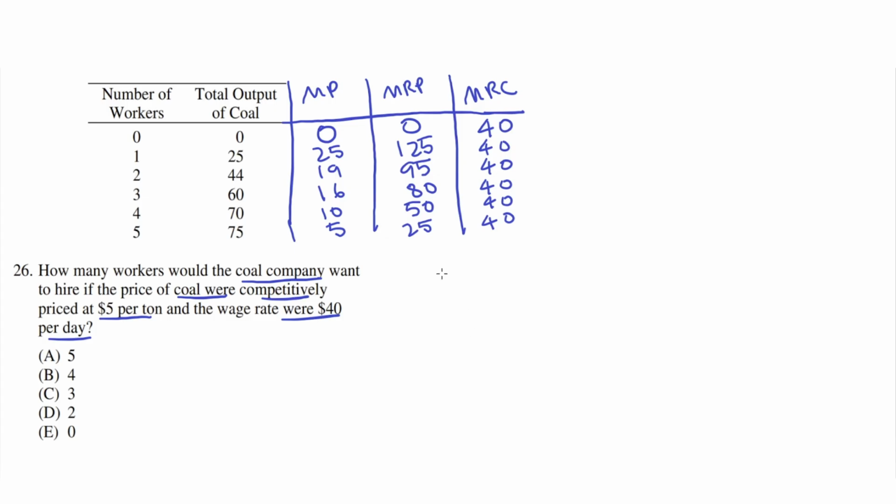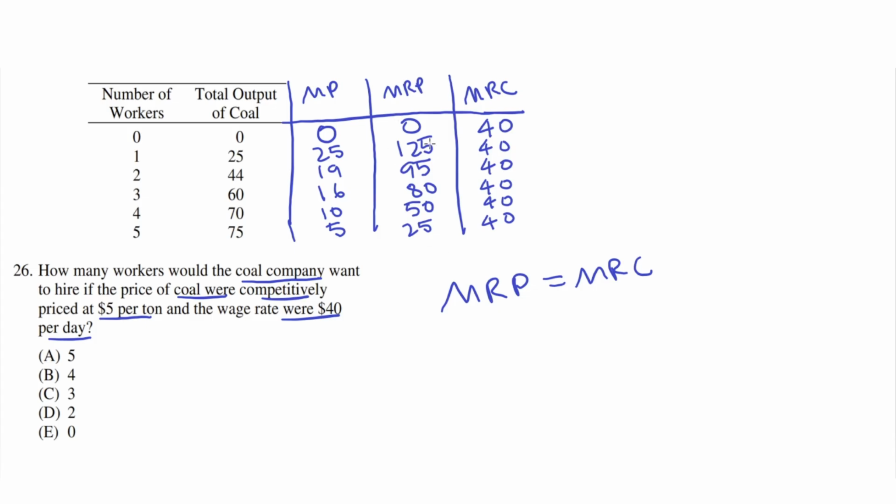Now, the hiring rule in this case, well, for any of these situations, is the point where MRP equals MRC. This makes sense because marginal revenue product is simply the revenue brought in by each additional worker. MRC is the cost paid to each worker, the wage. So if the worker costs $40 each day, they should be able to bring in a revenue of $40 each day.